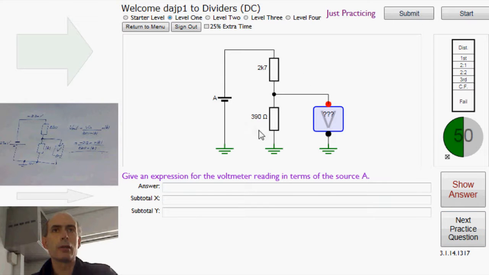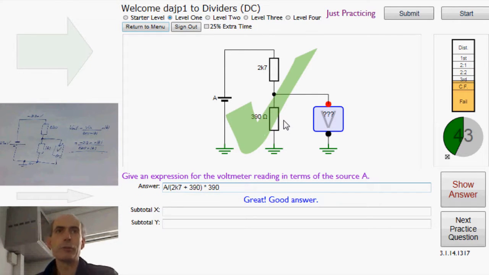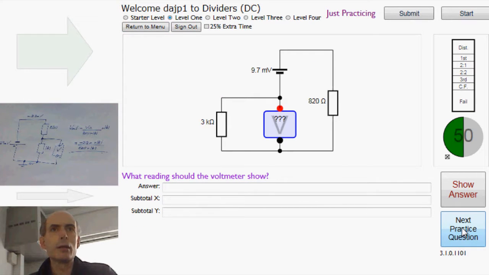Much easier. This is just asking what the standard potential divider equation is, and it's Vin, in this case A, divided by the total resistance, which in this case is 2K7 plus 390, multiplied by the resistance that you're measuring over, which is 390. That'll do. Thank you very much. Next one. What reading should the voltmeter show? Again, it is a potential divider.